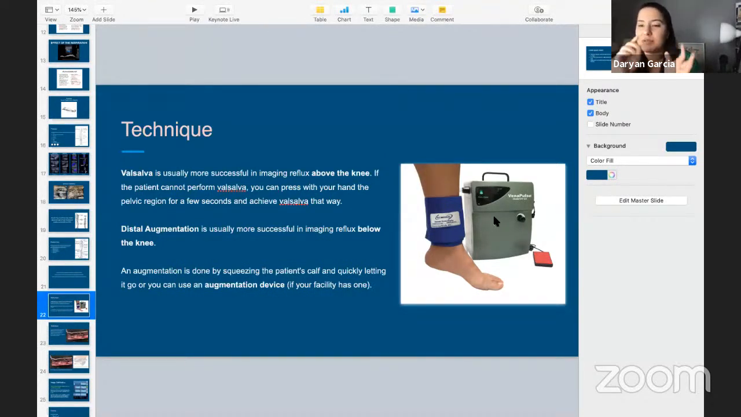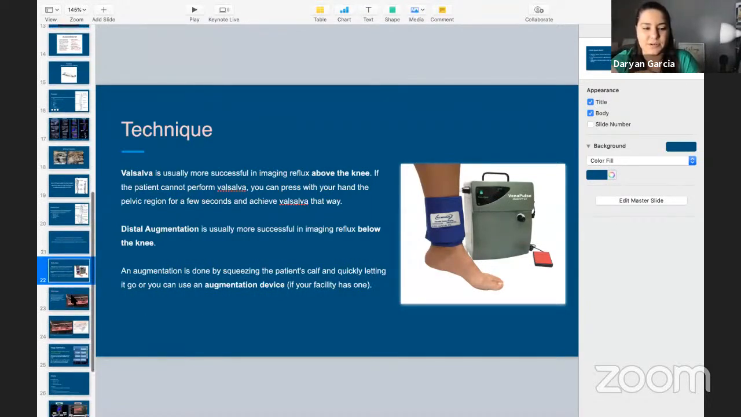Then when you let go, it's supposed to go back to normal. So if you have something in there, that's reflux. I'll show you guys an image later on, okay?